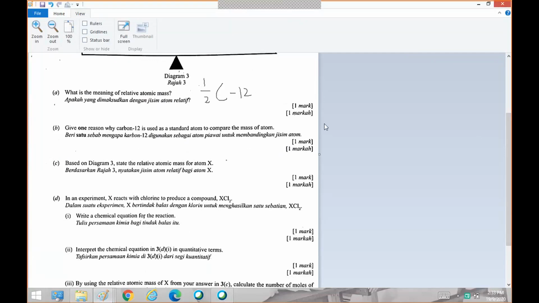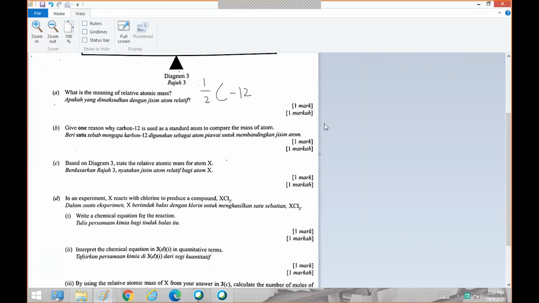So I just write down the clues over here. Now, give one reason why carbon 12 is used as a standard atom to compare the mass of atoms. So what do you guys think? Based on your knowledge, what about carbon? There are quite a few factors. Some of them would include the fact that it has something to do with reactivity. And the other one is that it is easily available. Okay, that's already way too many clues.